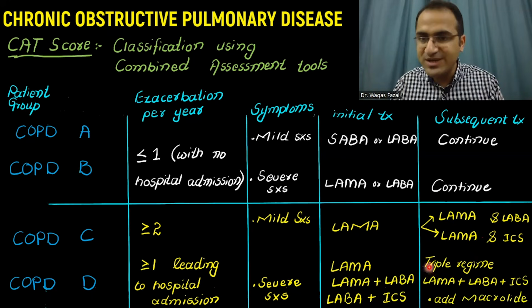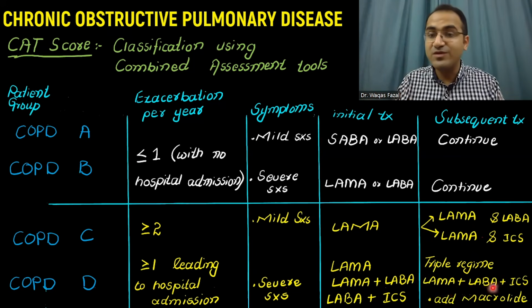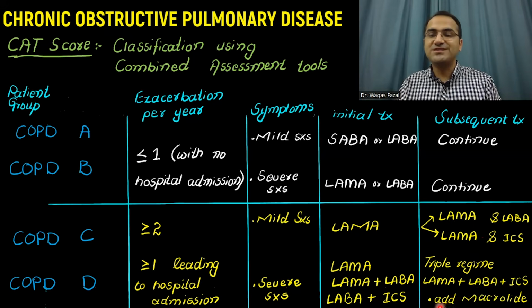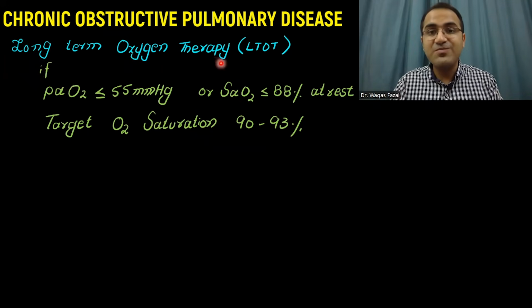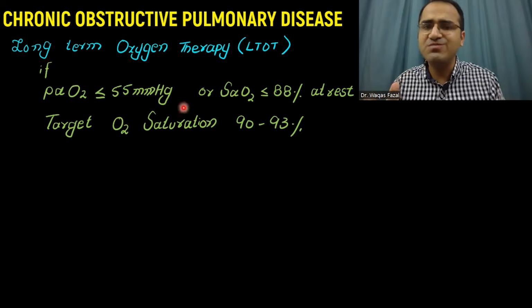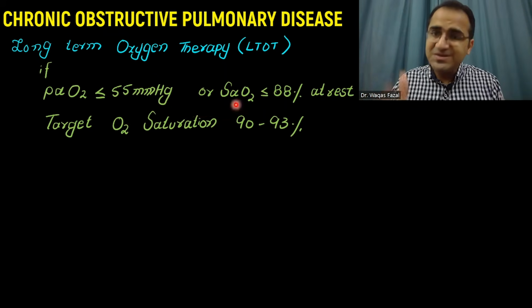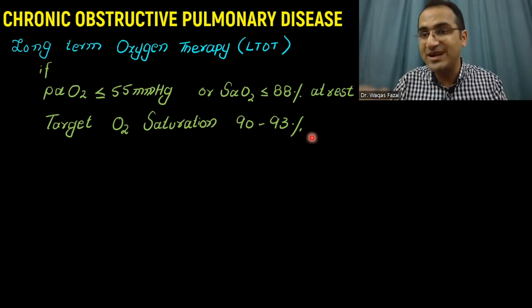And if the patient is having severe COPD, you can use a combination of long-acting muscarinic antagonists like tiotropium with long-acting beta agonists like salmeterol with inhaled corticosteroids, and you can add a macrolide like azithromycin to prevent infection. Now remember, long-term oxygen therapy, LTOT, is a very important part of the treatment of COPD patients. These patients are not maintaining saturation, and if their saturation is less than 88%, they must be given long-term oxygen at home, cylinders at home, and the target of oxygen saturation should be 90 to 93%.